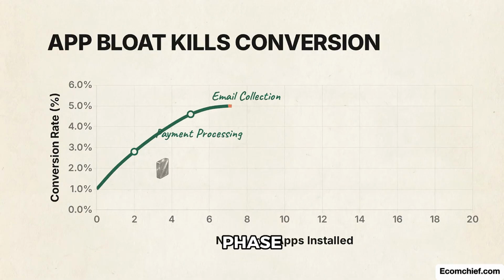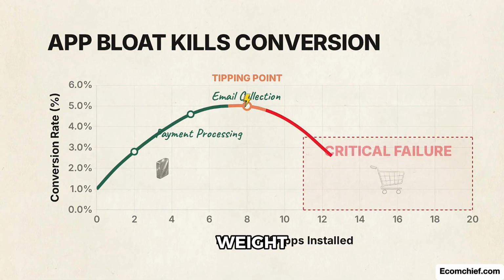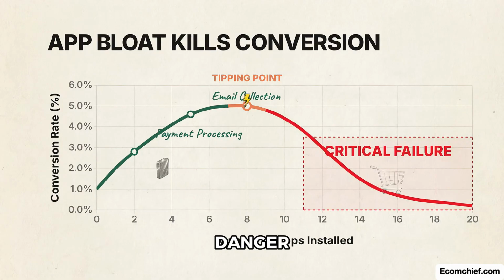In the initial phase, utility is high. When you add your first few core apps for things like payment processing and email collection, you see your conversion rate steadily rise. Eventually, you hit a tipping point. The heavy weight of the code outweighs the utility of the features. Load speed tanks, and your conversion rate plummets straight into the danger zone.